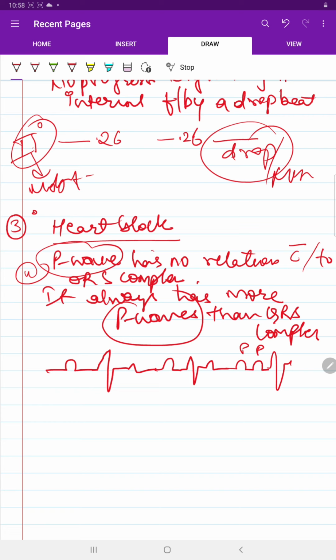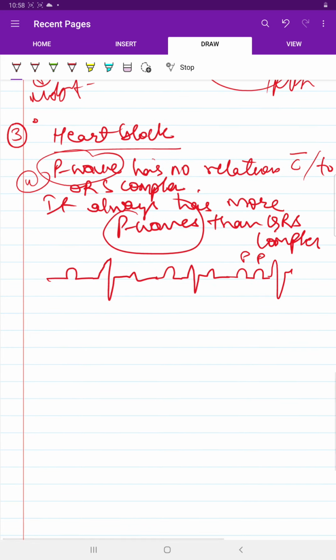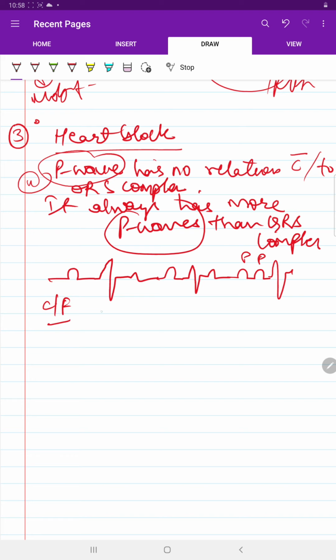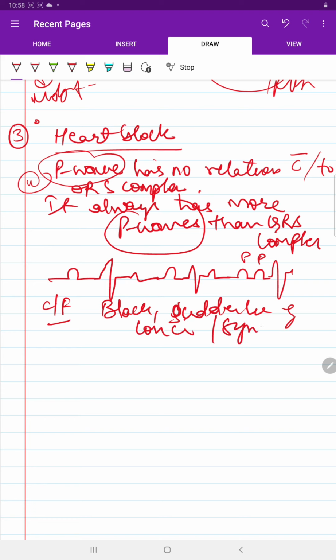After knowing this basic thing, you can appreciate very easily the ECG changes in third degree heart block. Just for the sake of understanding, the clinical features will be: the patient will have blackout or sudden loss of consciousness or syncope, or another feature may be that the pulse is usually always less than 40 beats per minute.